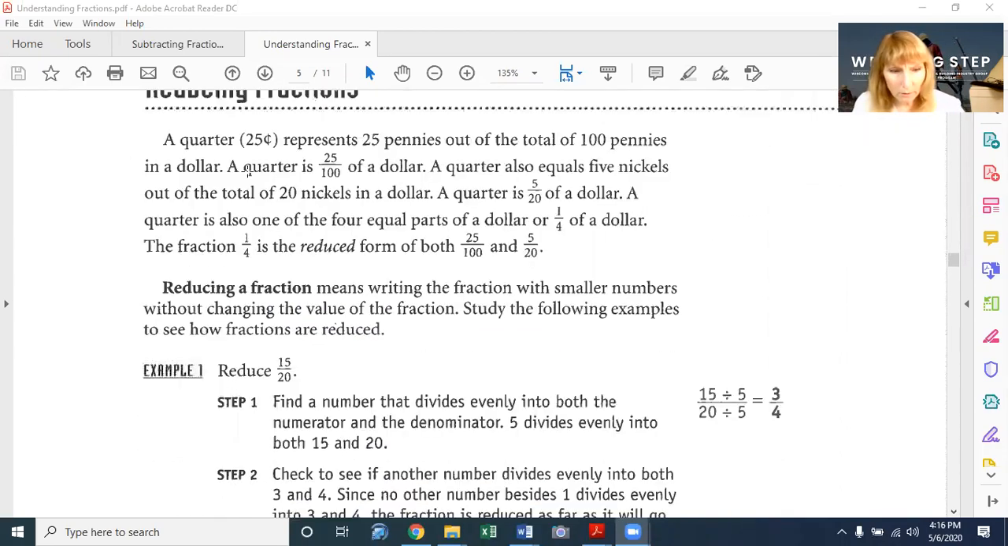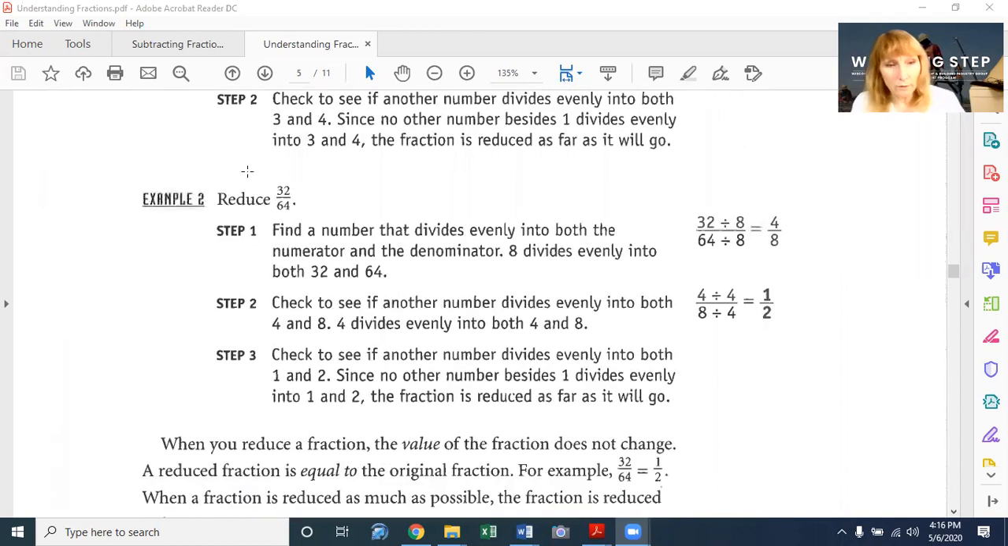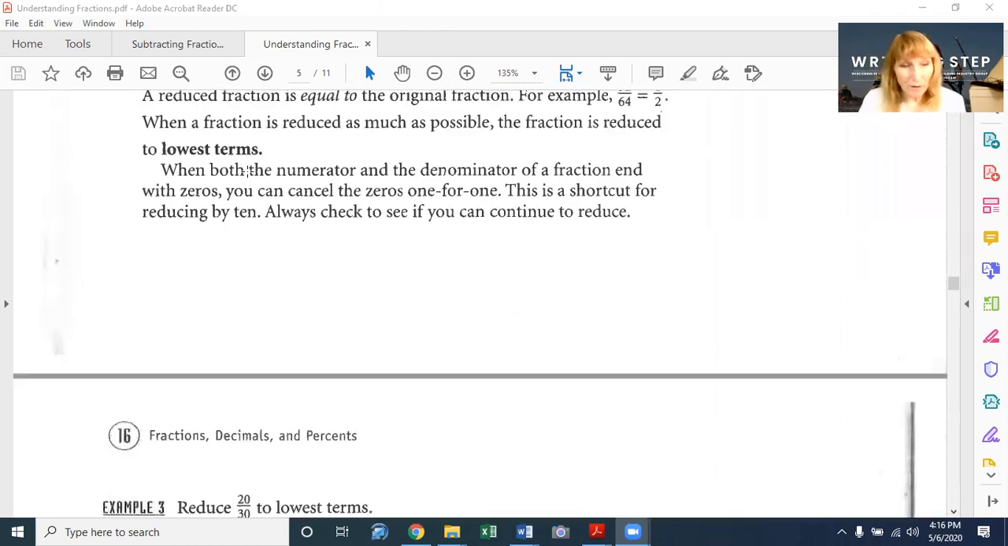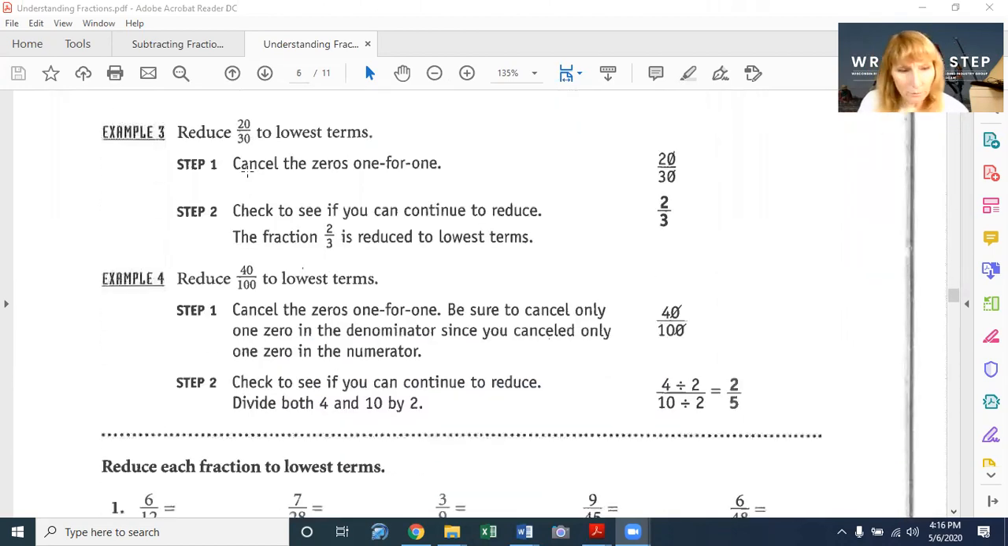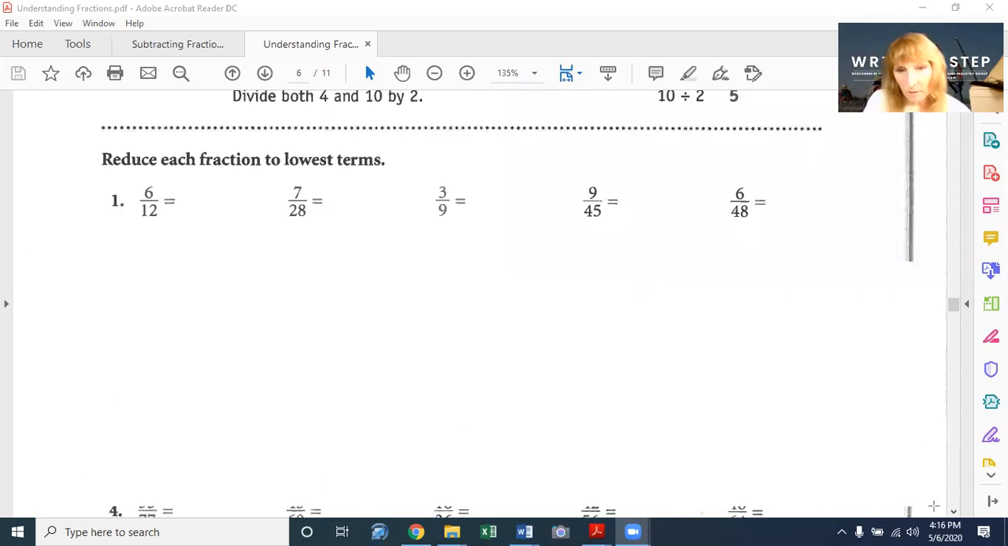So for reducing fractions, we're going to talk about that. You can go ahead and read that on your own if you'd like after the video. I'm going to go right on to trying to do some reducing of fractions. Let's get a little bit of white space. Let's do row 1. I'm going to hide all this other stuff that we don't need. Okay, so we have 6/12, 7/28, 3/9, 9/45, and 6/48. And they want us to reduce it to lowest terms.